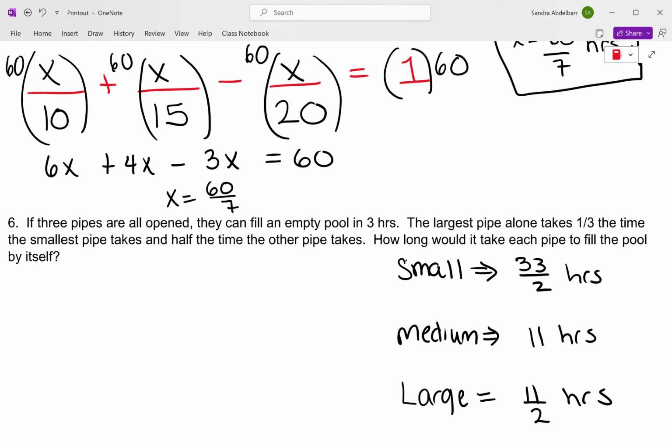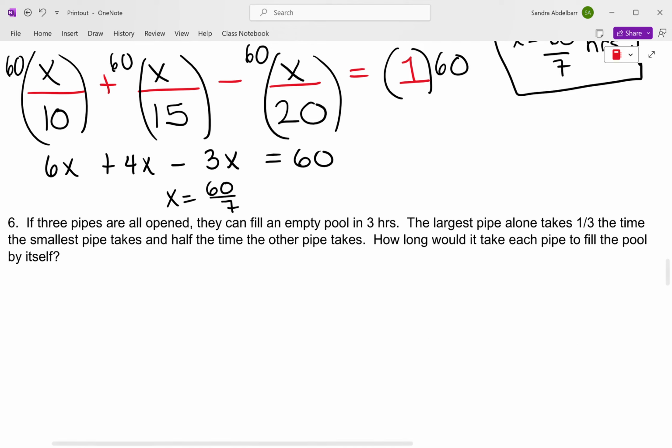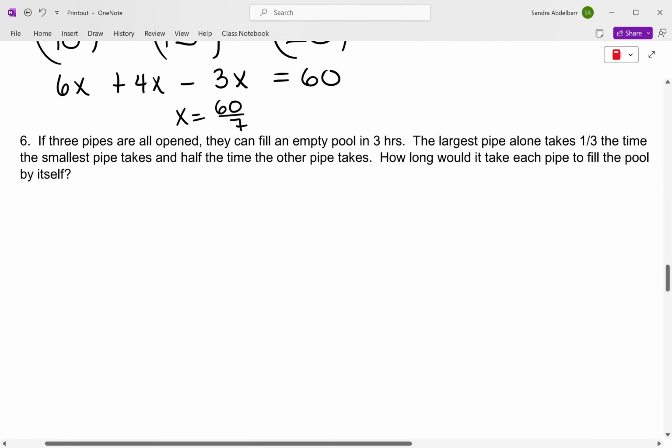How many people got that? Wait, 11 for the small? No, small is 33 over 2. What did you get for the large? The large was 11 over 2. Clearly we need to do it. Yes? Okay, let's do it.